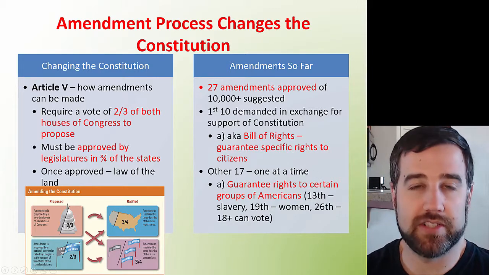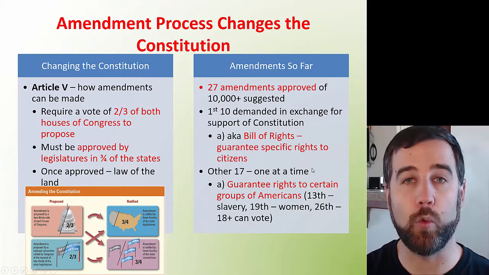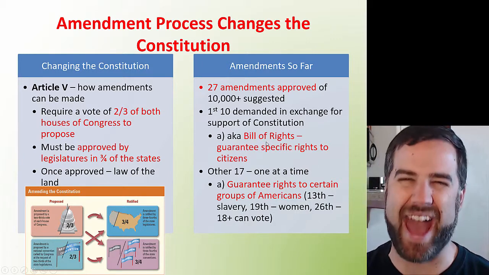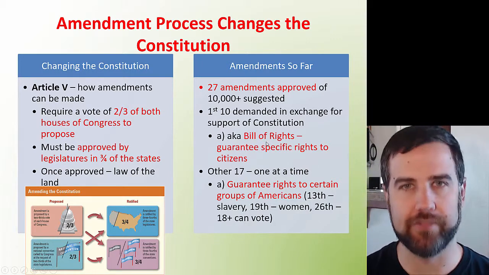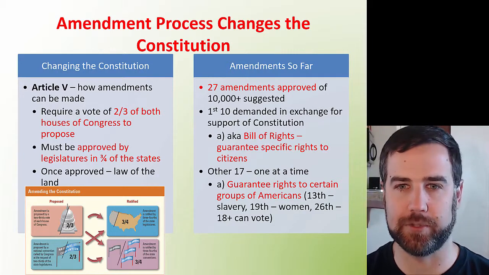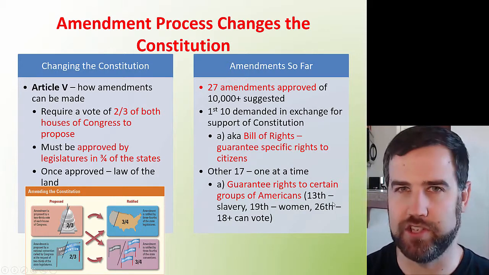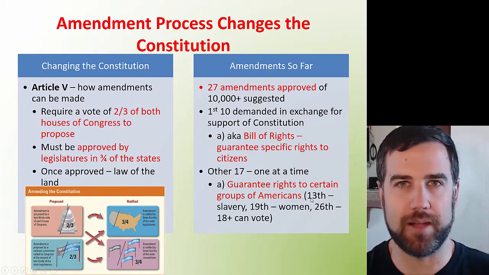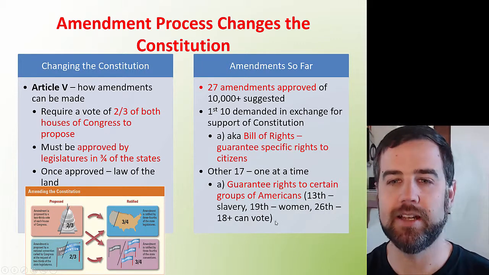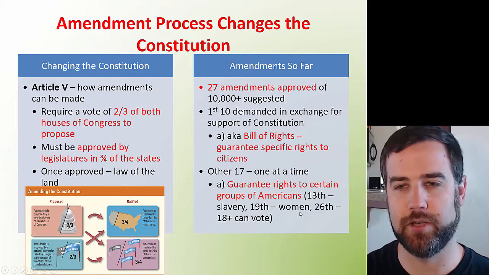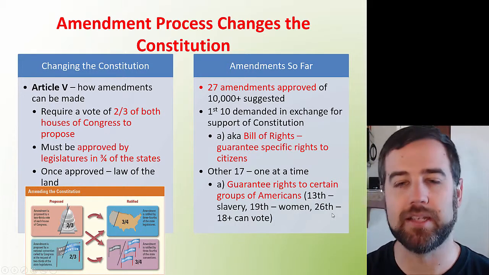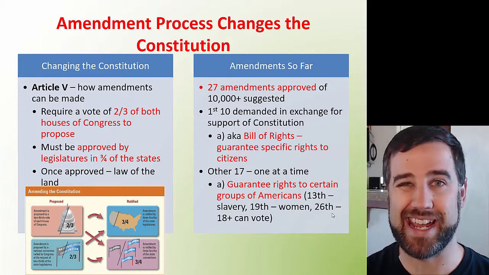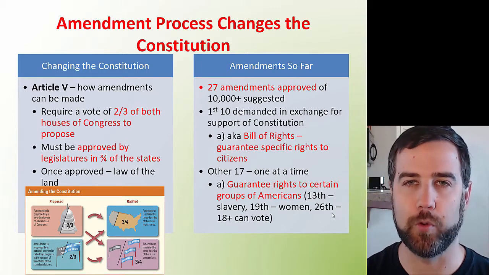And then the other 17 amendments have all been added one at a time. So the Bill of Rights was like a package, 1 through 10, and then 11, and then 12, and so on, were added separately. So some specific ones that you'll need to know in the future: guaranteeing rights to certain groups. So 13th Amendment abolished or got rid of slavery. 19th Amendment gave women the right to vote. And the 26th Amendment changes the voting age to be 18 versus 21 that it was before.